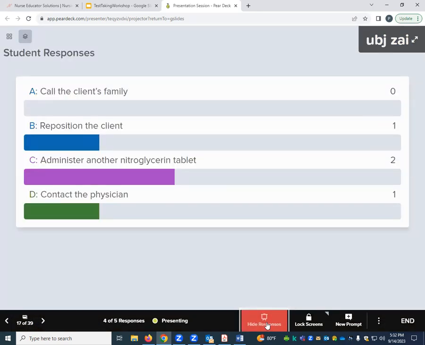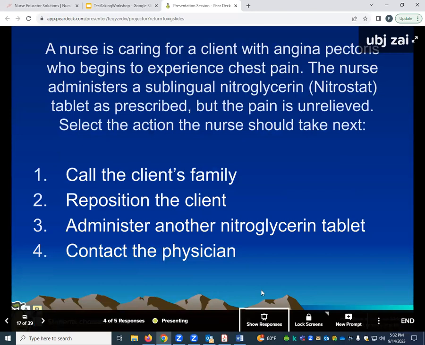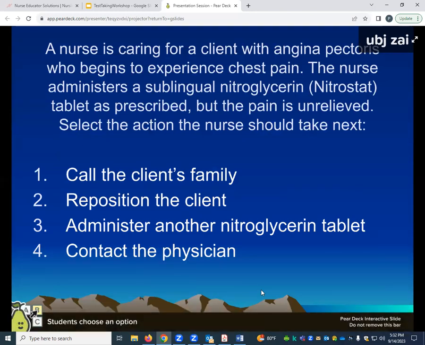Okay, so we got a nice little variety on that. So this is going to be building on your knowledge of how nitro is specifically ordered. And the order is written, almost 100% of the time, something like 0.4 milligrams nitro sublingual, PRN chest pain, every 5 minutes times 3. So you know that the patient can get 3 doses, one every 5 minutes, if the pain is not relieved.